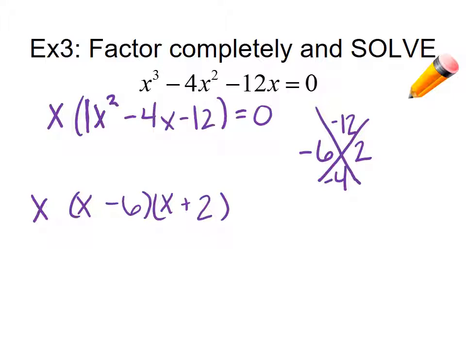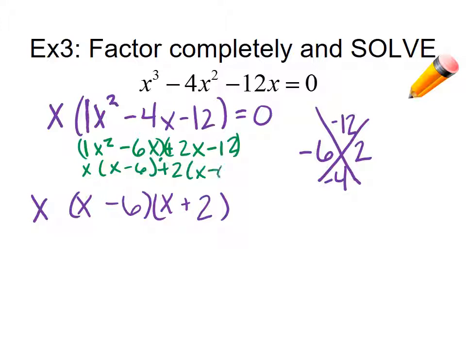I'll prove it using those middle steps, but again, you don't need to do it when the leading coefficient is 1. So my middle term would be a -6x and a +2x. I would group. I'd have an x with an x minus 6, and I'd have a +2 with an x minus 6, which would get me to the x minus 6 and the x plus 2.